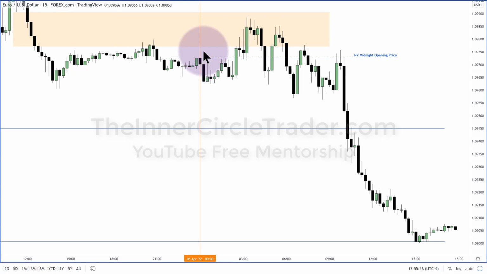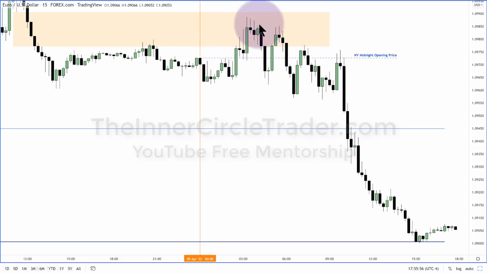Here is the midnight New York local time candle on the 15-minute time frame. Opening price is here. Extend it out throughout the day. That is your midnight New York candle opening price. Preferably, if we're selling short, we want to see price trade above this opening price.